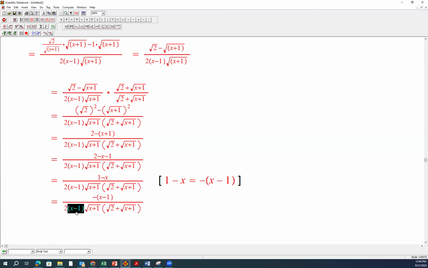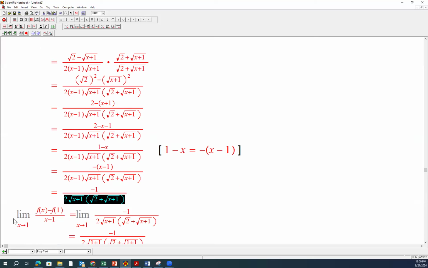And now x minus 1 and x minus 1 will be reduced. On the next step, we got negative 1 left on the top, x minus 1 disappeared, and we got this piece. Now, if we substitute x by 1, there's not going to be a 0 denominator. So now we can take the limit.